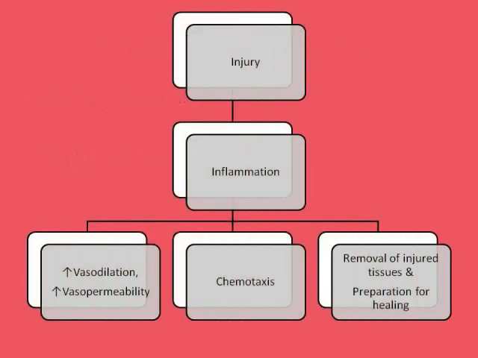All right, let's look at injury specifically. Injury causes inflammation. There's an increase in vasodilation. There's a vasopermeability. Those two we've already talked about. There's also chemotaxis, and there's removal of injured tissues, and there's a preparation for healing. And we're going to talk about this last one in one of the next videos a little bit more.